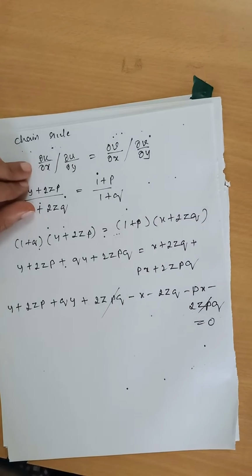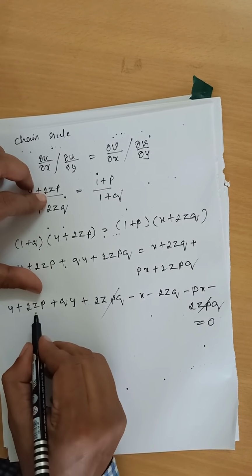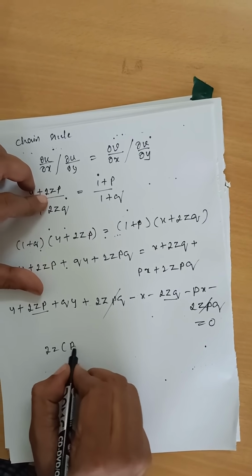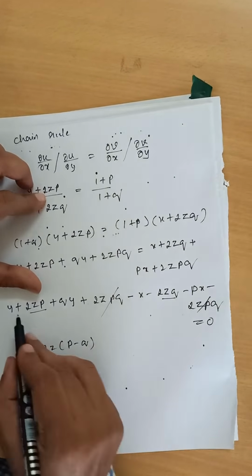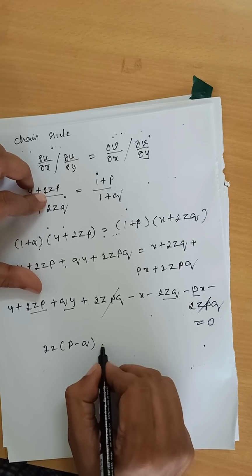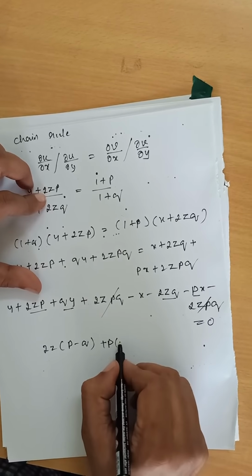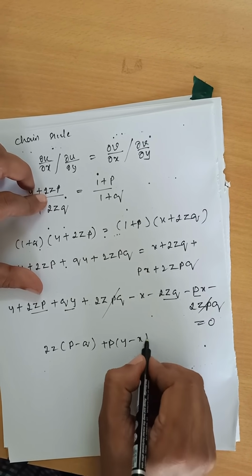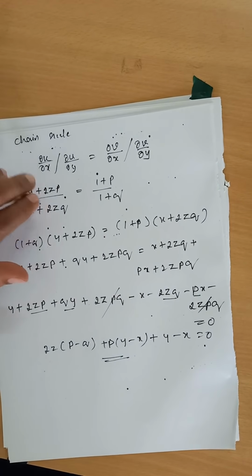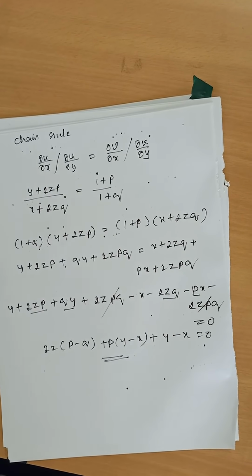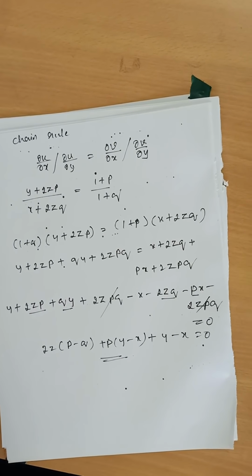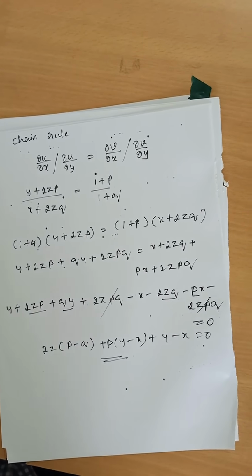These two cancel. Pairing the terms from these two, 2z common, (p minus q), and from these two, p common, (y minus x), plus y minus x equal to 0 is the required partial differential equation by eliminating arbitrary function. Next problem.